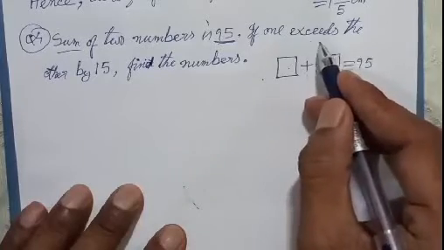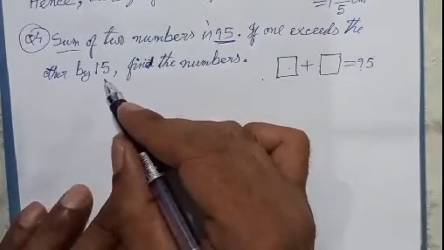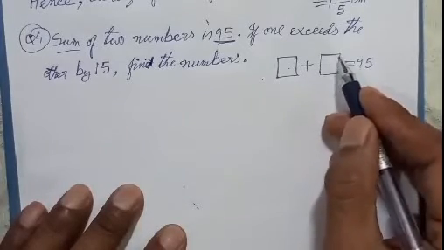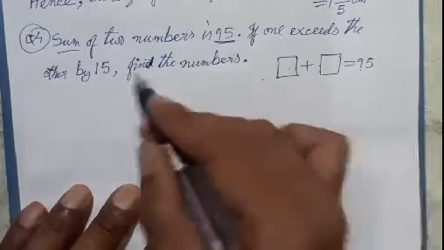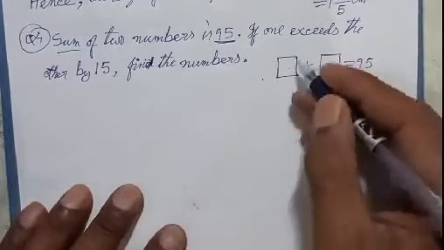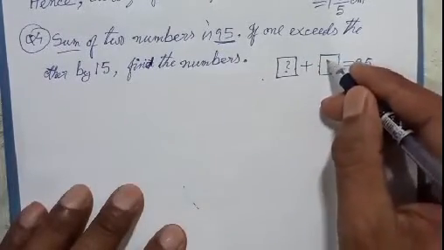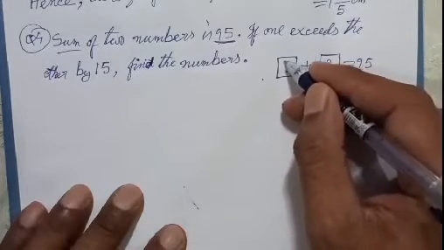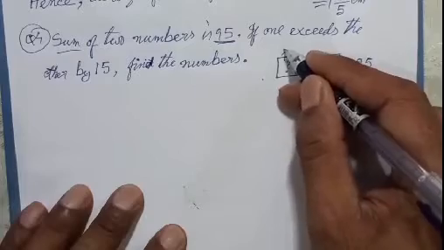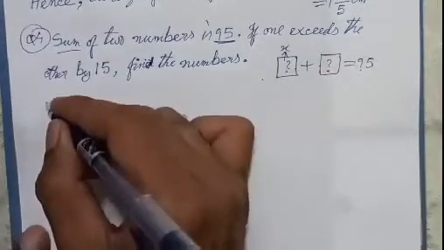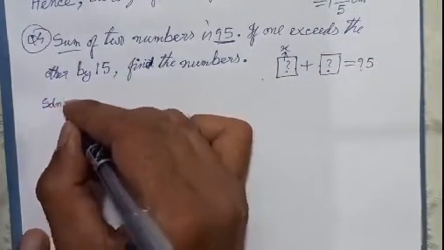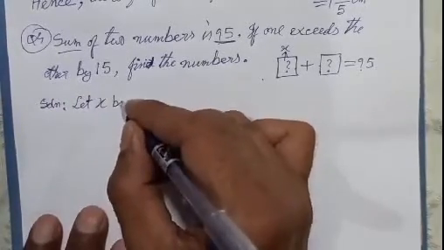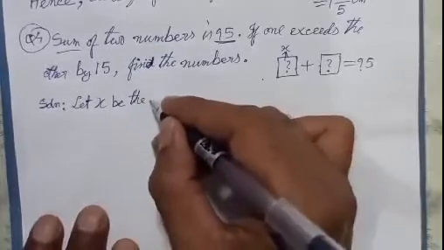If one exceeds the other by 15. From these two numbers, one number exceeds the other by 15. This is given in the question. Find the numbers. Now we have to find out this number as well as this number. First, we are going to start by taking one number as x. Now, solution. Let x be the one number.